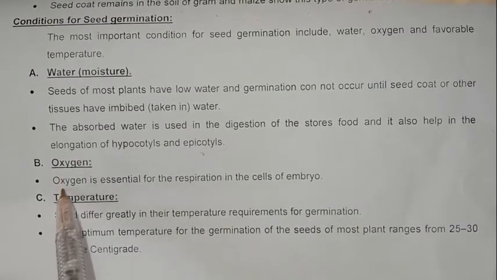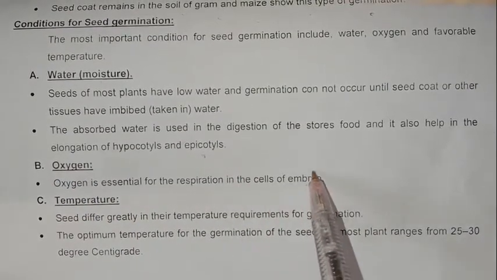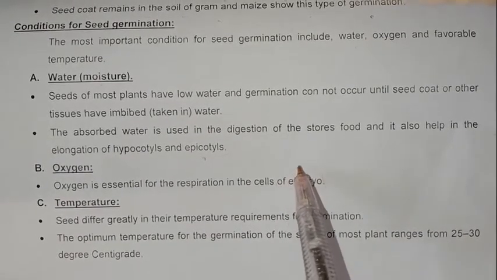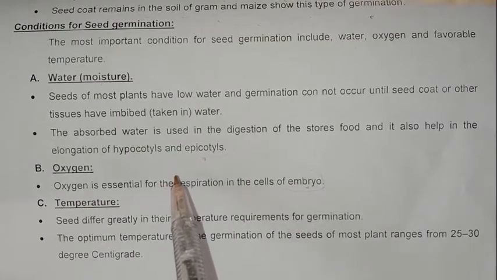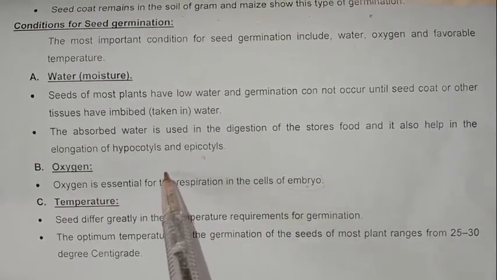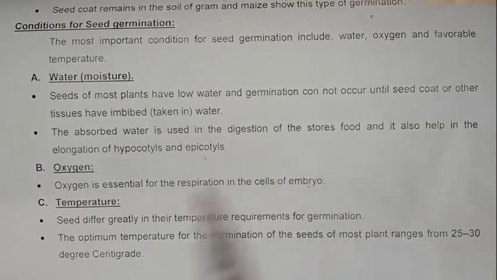Oxygen. Oxygen is essential for respiration in the cells of the embryo. So for the germination of the embryo, food is required. The stored food requires oxygen for respiration. So oxygen is required for the oxidation process, and when respiration occurs, energy is released, and the embryo will germinate.